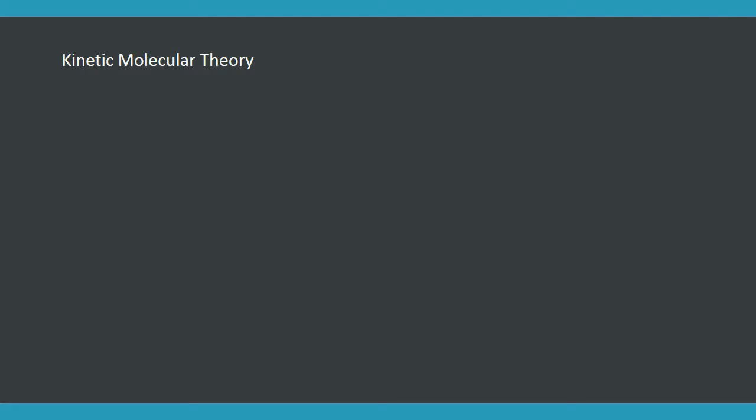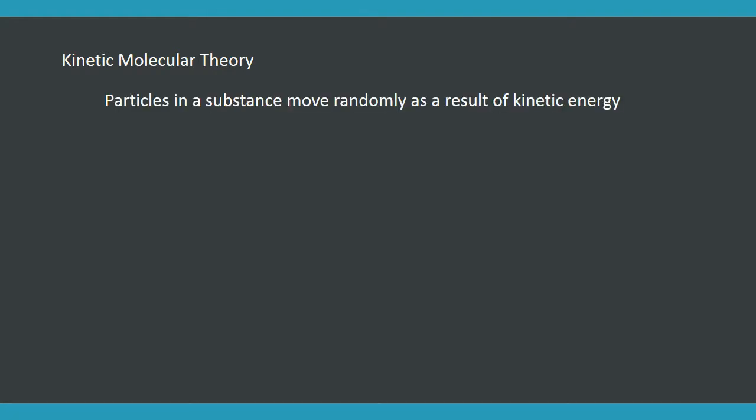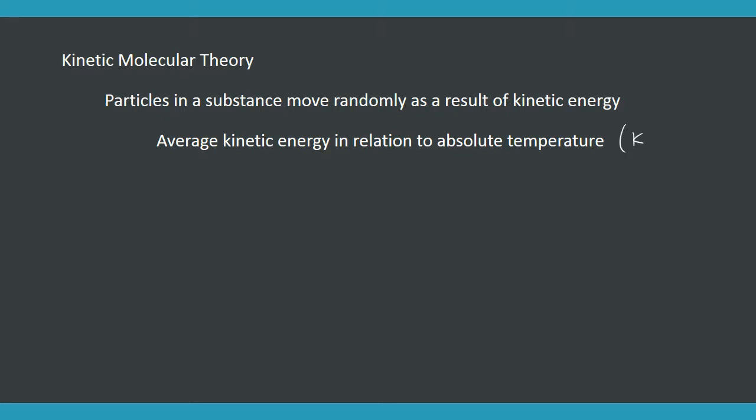We're going to be looking at the kinetic molecular theory, which still spans biology and still spans physics, but we want to know what's going on with the atoms themselves. So the kinetic molecular theory: the particles in a substance move randomly as a result of kinetic energy. And because we're looking at energy, we are looking at the amount of energy based off temperature. When you're looking at the kinetic molecular theory, we are using the average kinetic energy in relation to the absolute temperature. And remember, absolute temperature is a measurement on the Kelvin scale.